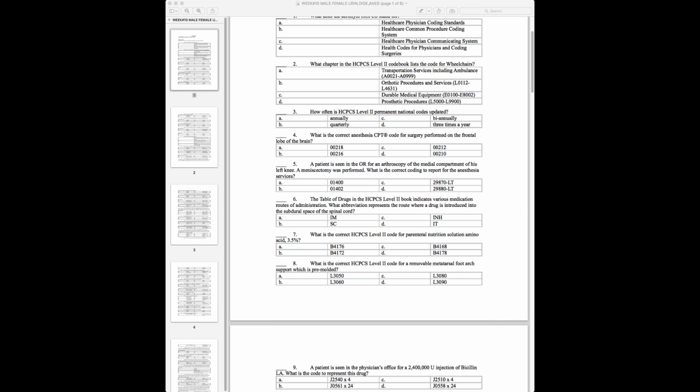Number 46, almost there. I suggest that you have these modifiers written in your anesthesia section of the CPT, or make sure that you have your HCPCS modifier page tabbed. For number 46, the correct answer is C. QX is used for CRNA services. So those particular modifiers are going to be found in your HCPCS book.